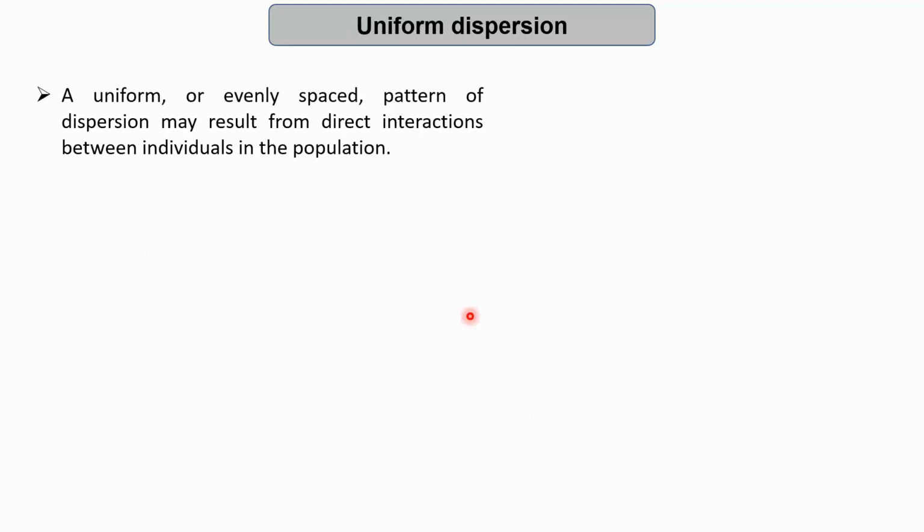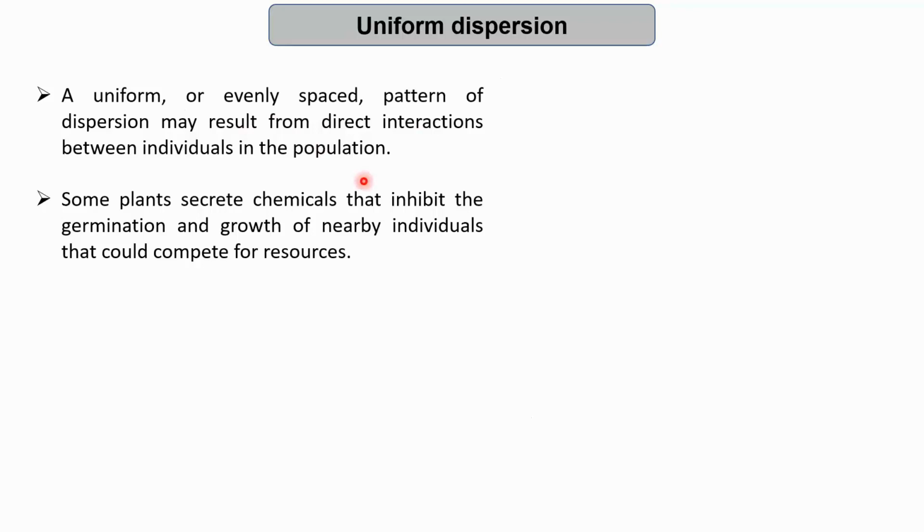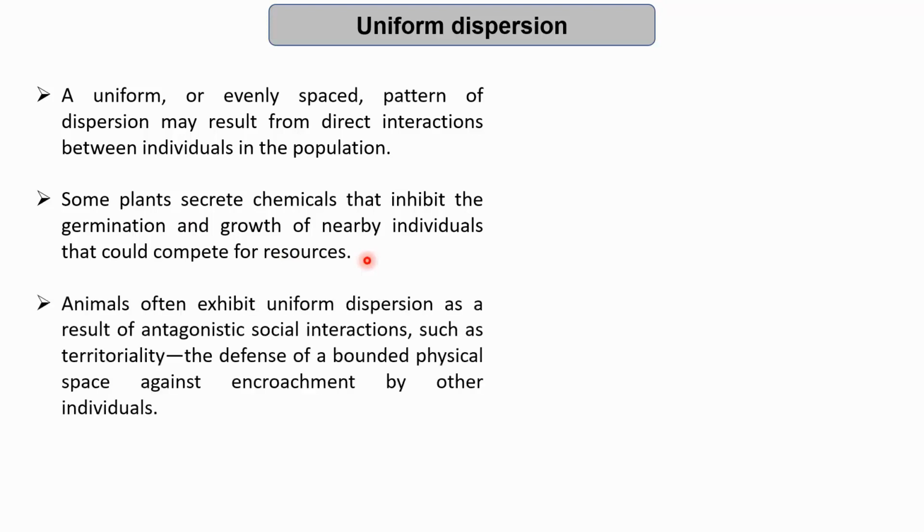As the name suggests, uniform means evenly spaced. A uniform or evenly spaced pattern of dispersion may result from direct interactions between individuals in the population. For example, some plants secrete chemicals that inhibit the germination and growth of nearby individuals that could compete for resources. In such cases, other plants would not be able to grow in their vicinity and would grow where the chemical-secreting plants are absent, therefore forming a uniform or evenly spaced pattern within the population.